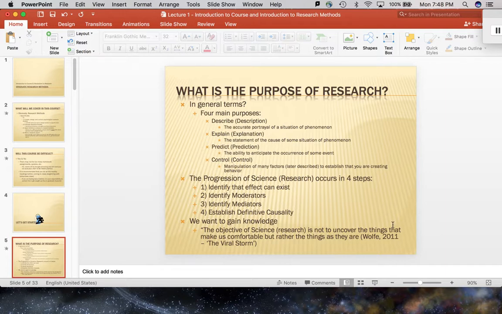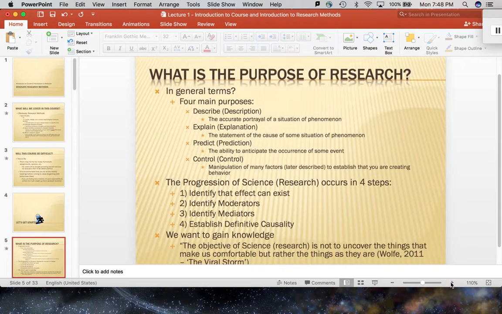Number two, we explain, or have this aspect of explanation. So the statement of cause of some situation of the phenomenon. And this is always a big thing that we talk about a lot in research, the idea of cause. What is it that we want to be able to say at the end of the day? The idea is that we always want to say what causes what. So in other words, I study 10 hours, that causes me to get 100 on the exam. And you know the answer as well as I do, that's never guaranteed.